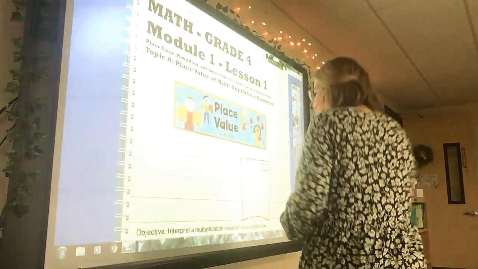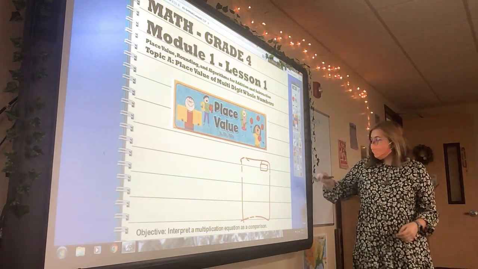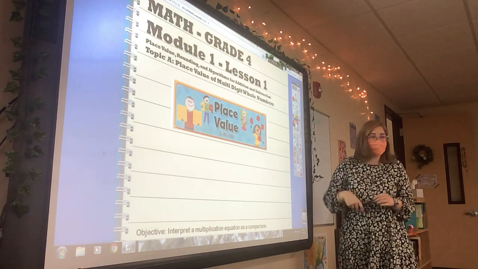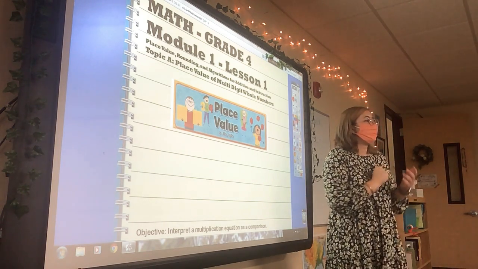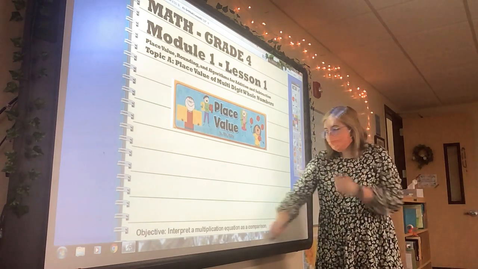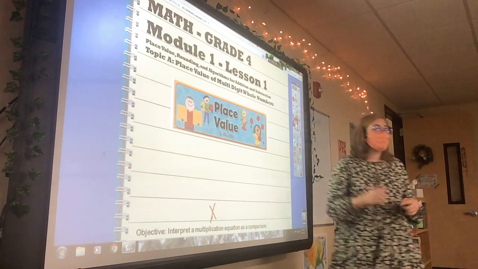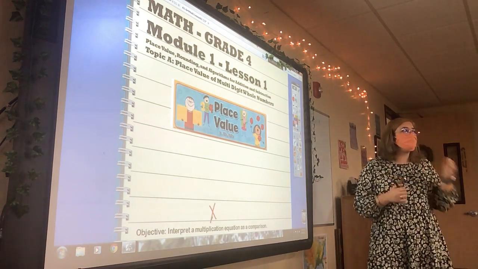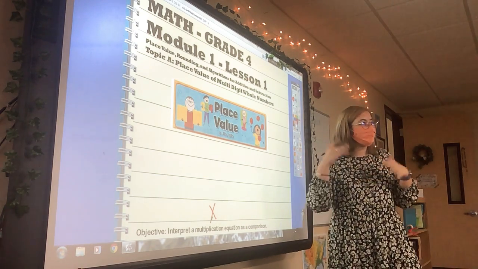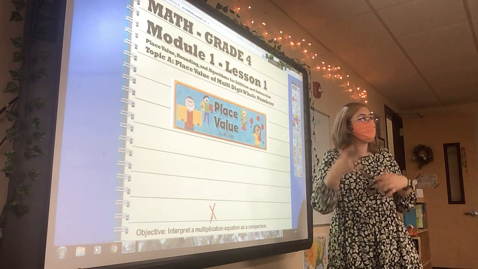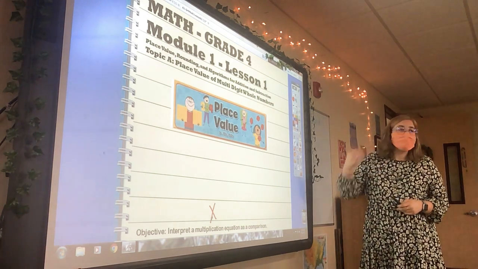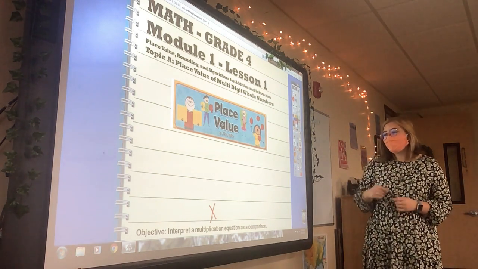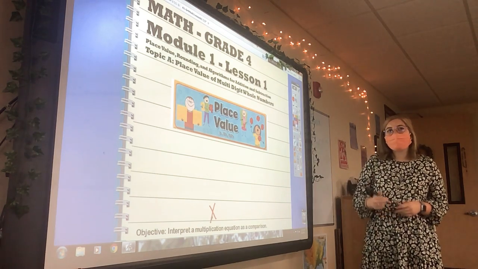Our objective is to interpret a multiplication equation as a comparison. What's the nickname for multiplication? Go. Times. Good. Multiplication means times. But remember, we're moving away from that nickname lingo. We're going into the official vocab, okay? Saying that it's multiplication, right? So interpret a multiplication equation as a comparison.